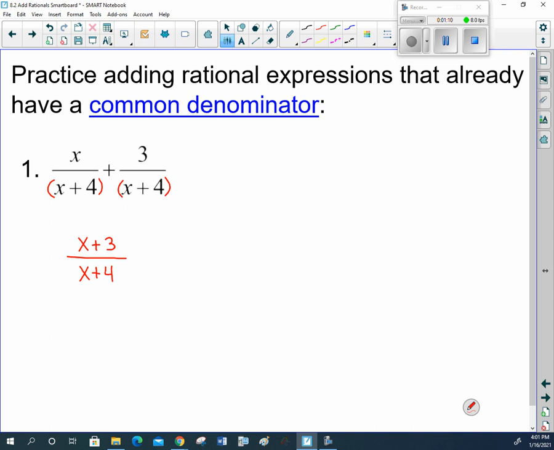When you add fractions, remember, once you figure out what your lowest common denominator is, you add everything in the numerator over what the lowest common denominator is. You don't add the denominators, you just add the numerators.